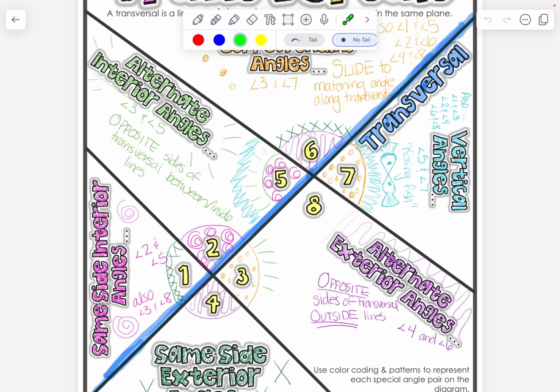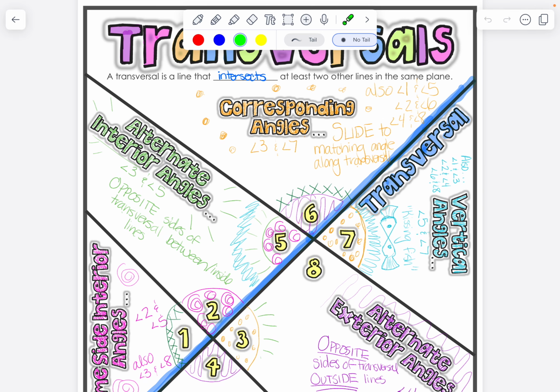Corresponding angles are angles that can slide to a matching angle along the transversal. For one example, I have angle 3 and angle 7. If I take angle 7 and slide it down, it's going to match up with where angle 3 is on this intersection, okay? So angle 7 and angle 3 are what we call corresponding angles. They match up. Other corresponding angles would be 6 and 2, 5 and 1, and 8 and 4. So they can slide down to get that.